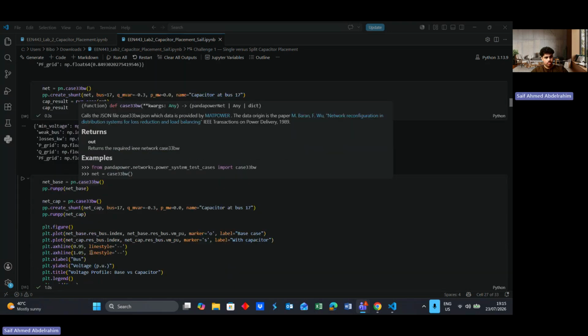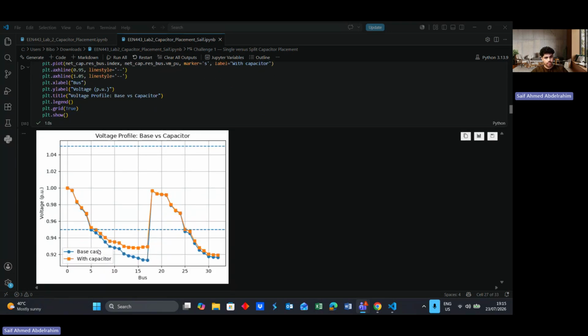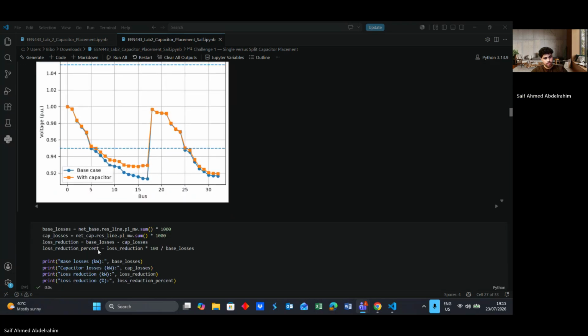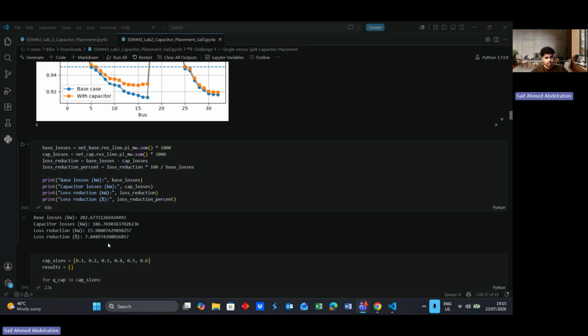Here is the graph that compares the voltage profile before and after capacitor installation. The compensated voltage profile is higher across the feeder, particularly at the downstream buses. The capacitor reduced the losses by approximately 15.908 kilowatts, corresponding to a reduction of about 7.85%. However, the minimum voltage remained below 0.95 per unit, so the capacitor improved the system but did not completely eliminate the undervoltage problem.